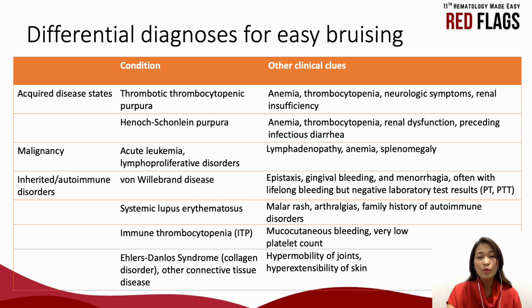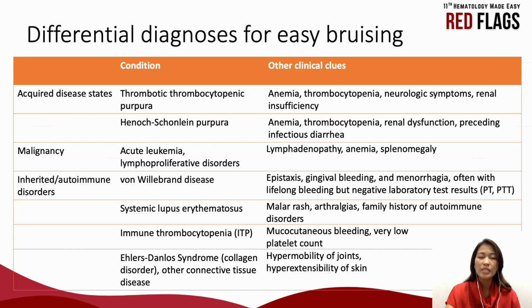Malignancies such as acute leukemia and lymphoproliferative disorders may also present with easy bruising initially, also related to the decrease in platelet count. If there is also pallor indicating anemia, lymphadenopathies, or splenomegaly, then consider the possibility of a malignancy. Inherited or autoimmune disorders are also considerations for patients with easy bruising. If there is also significant bleeding episodes like epistaxis, gingival bleeding, and menorrhagia, this would yield a high score when using the bleeding assessment tool. So consider a congenital bleeding disorder such as von Willebrand disease.